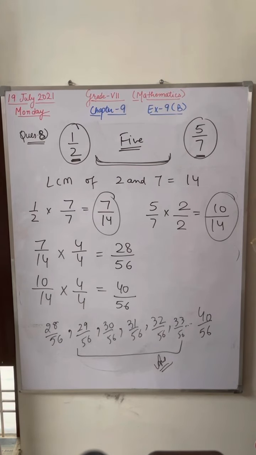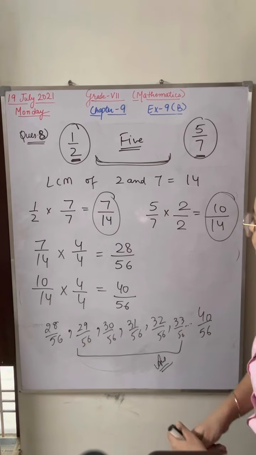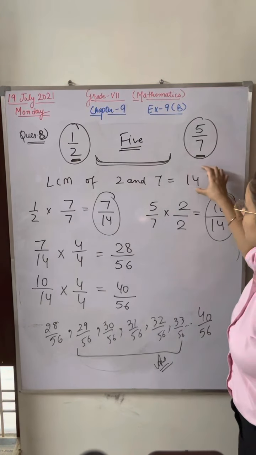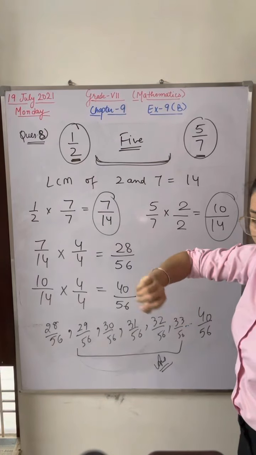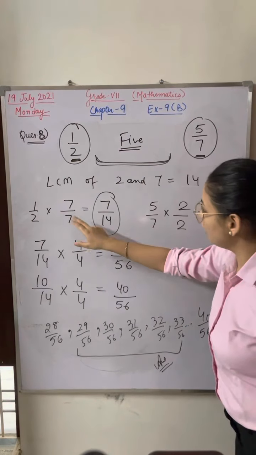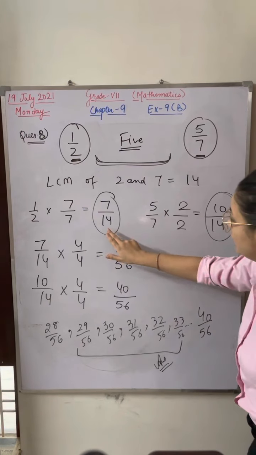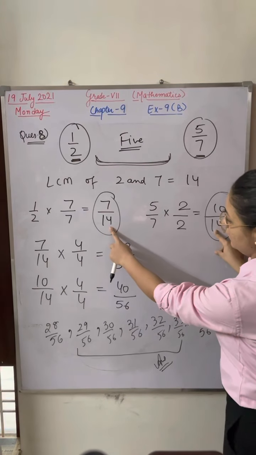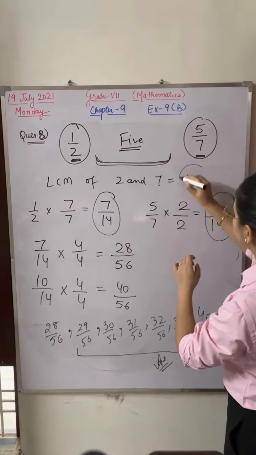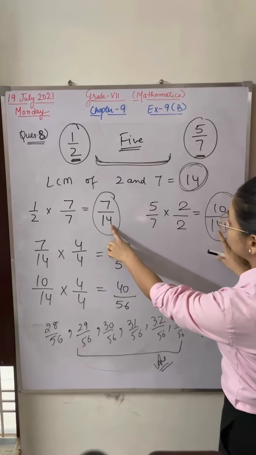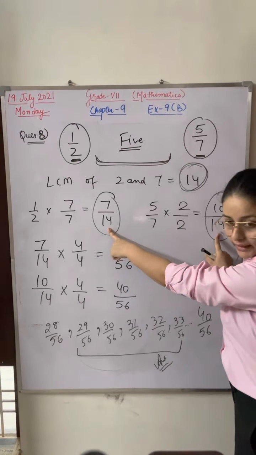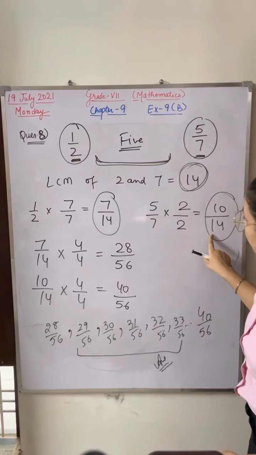Okay, so listen here. What was the concept? If the denominators are different, first you will find out the LCM. Then by the LCM, you have to multiply the first rational number and second rational number so that the denominators will be same. The purpose of finding out the LCM is so that we can make the denominators same. Right? It is same now. 14 and 14.